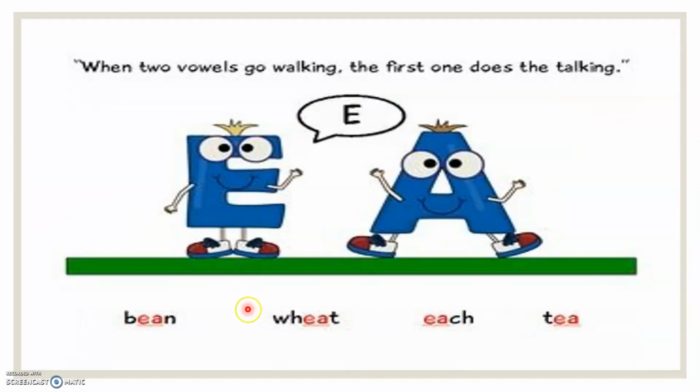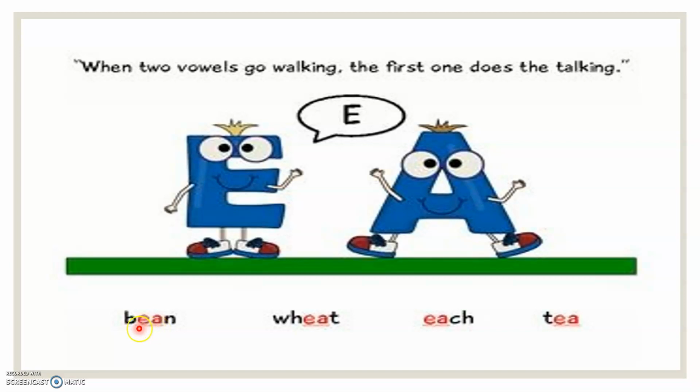Let's take a look, for example, at these two vowels, E and A. The rule says when two vowels go walking, the first one does the talking, which means that the first vowel will say its name, the name of the letter, okay? And the second vowel will remain silent. For example, let's take a look at this word, bean, right? How many vowels do we have in this word? We have two vowels. The first one, which is the E, and the second one, which is the A.